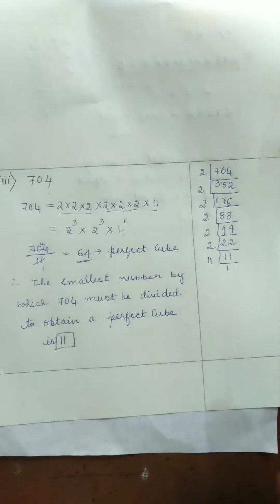So this is the method how to find the smallest number to be divided into the given number in order to obtain a perfect cube.